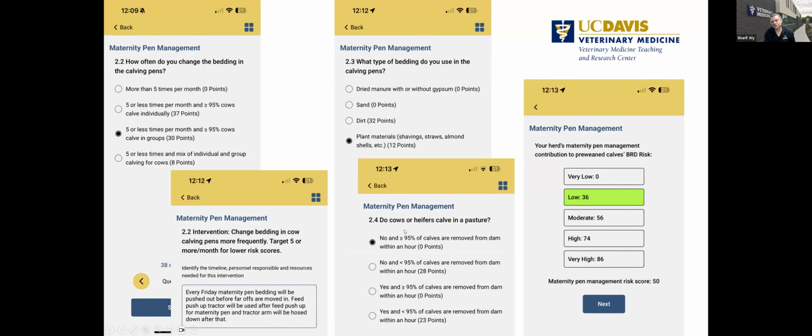Other questions include, do cows or heifers calve in a pasture? There's a dynamic there as to how many of them calve in a pasture, yes or no, and if the calves are moved immediately from the dam or not. That's another factor. All of these are interaction terms in the model, if you will. But again, this specific herd scored low on the maternity pen risk management. We tell you it's out of 50 right here.